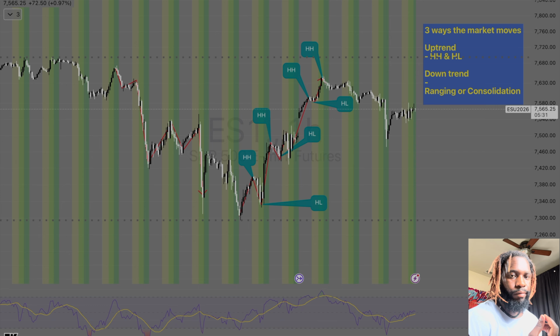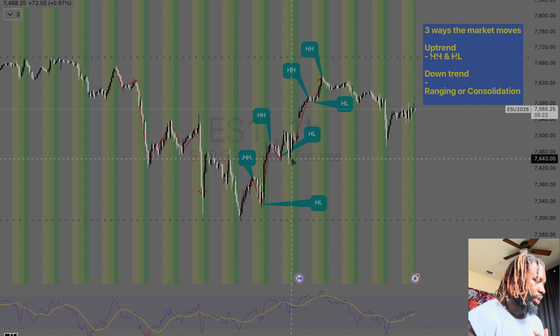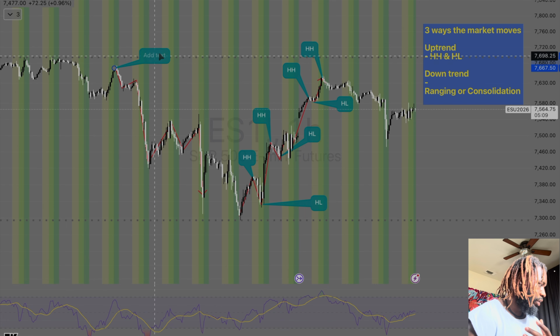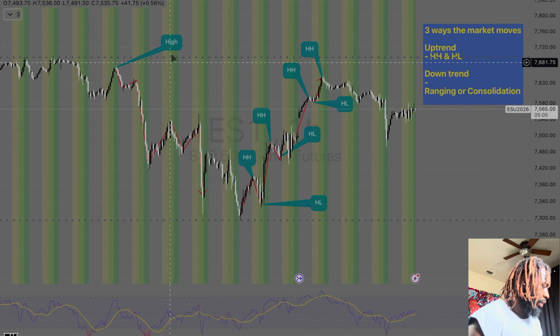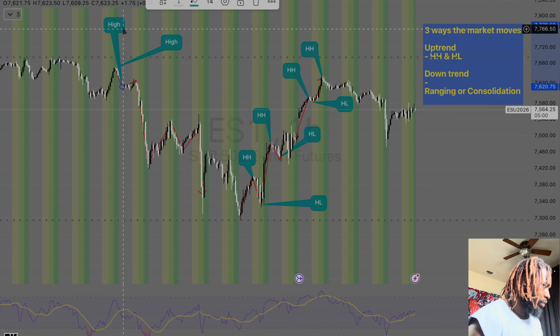There might be instances of just quick consolidation within the movement, which we've seen here. There were some even lows being made and some even highs here, but price overall was still in an uptrending structure, right? So I'm going to draw it in. I'll start from here. I'll say we made a high, right? We made a low.